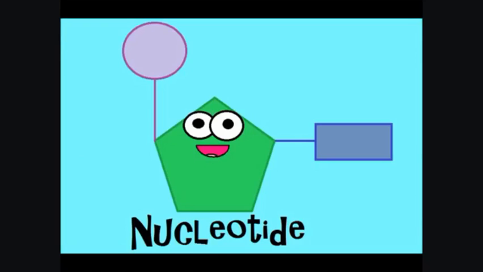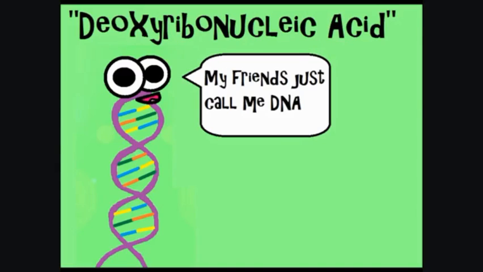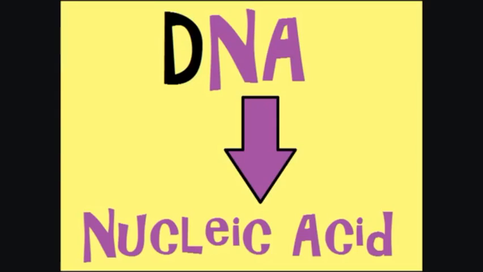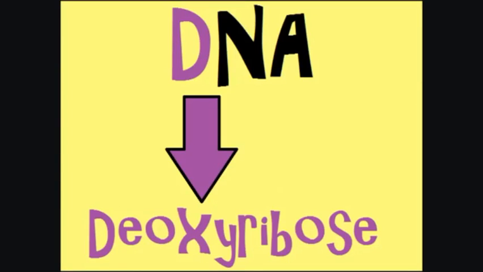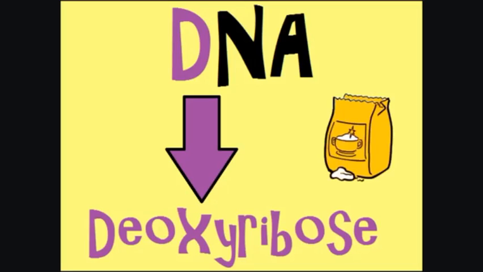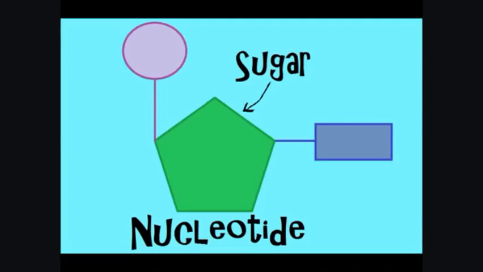Before I get into the three parts of a nucleotide, I do want to point out the name of DNA. So DNA stands for Deoxyribonucleic Acid. That's what the Na part is, nucleic acid. And that D, that deoxyribo, that's for deoxyribose, which is a sugar. So nucleotides have three parts, and one of them is a sugar called deoxyribose.